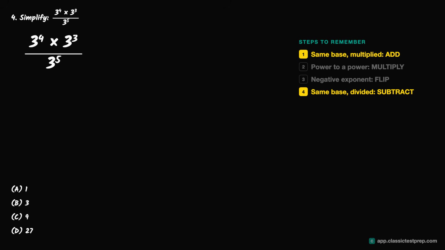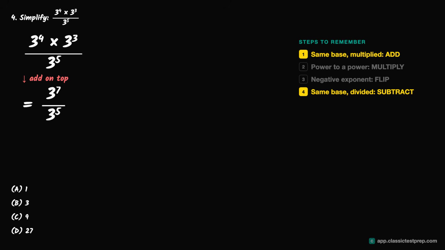Simplify the expression 3 to the 4th times 3 cubed all over 3 to the 5th. And this one is going to ask you to use multiple rules at once. So start on top. Same base, multiplied. That means you're going to add the exponents. So 4 plus 3 is 7.